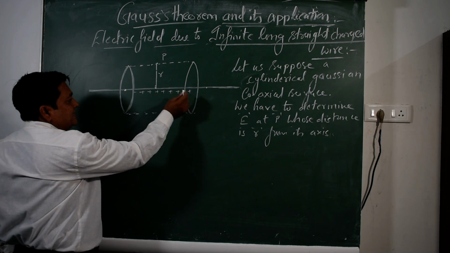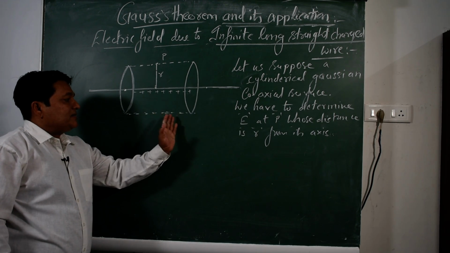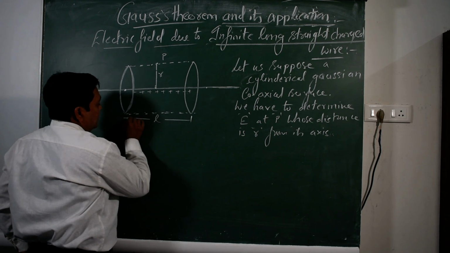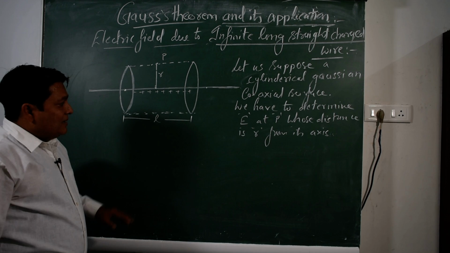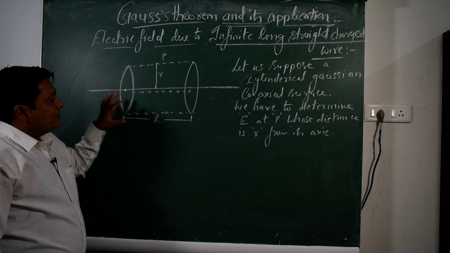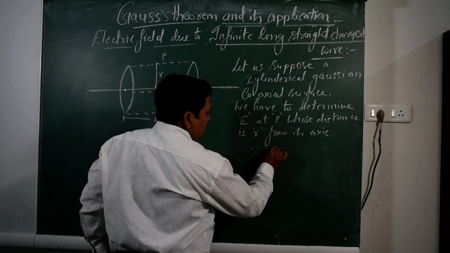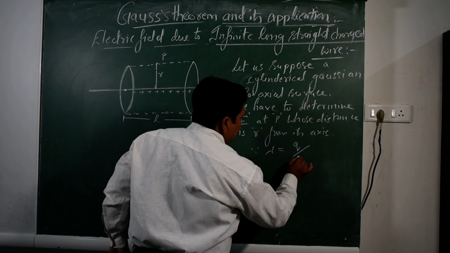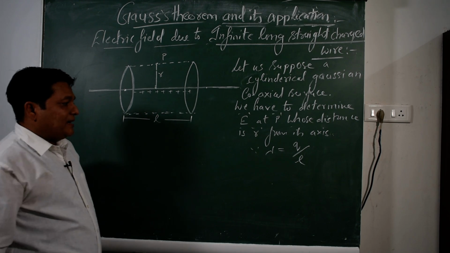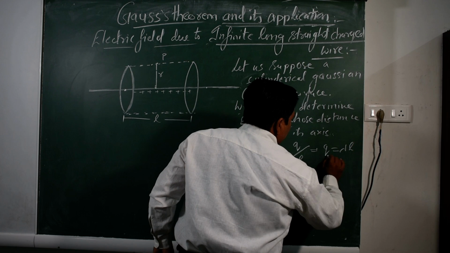Now, since it is infinite, its length is infinite, but we are considering the Gaussian surface only up to here, so its length is supposed to be L. Linear charge distribution is there. Lambda is charge per unit length. We suppose plus Q charge is there, so the charge will become lambda into L.